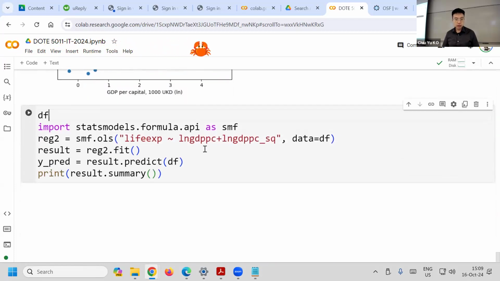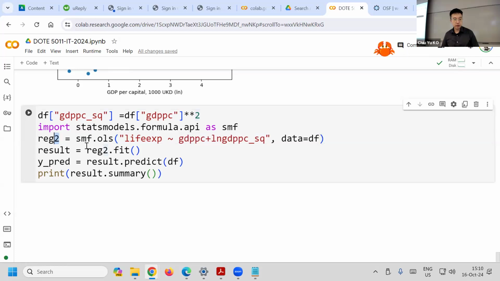So I should call DF GDP PC, GDP per capita, square, 2P. I think you know what I'm doing. I use level square, and I try to fit this line, maybe regression 3. I think that will be a better fit.